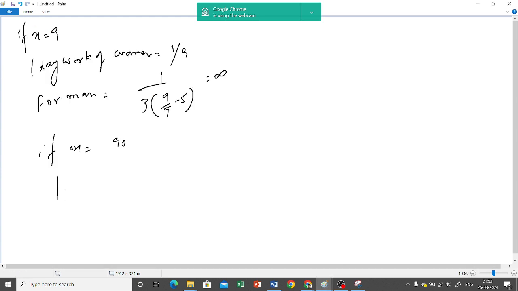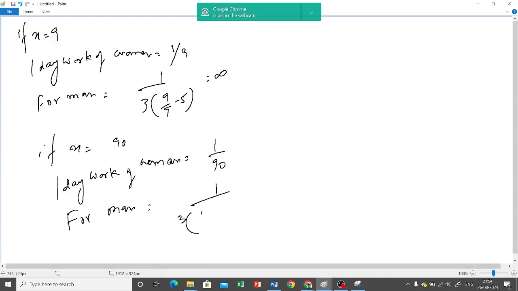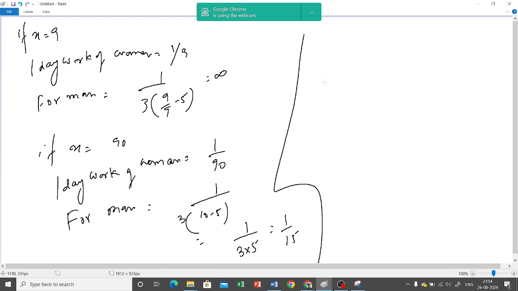Okay, so in that case, one day work of woman is going to be 1 by 90. For a man it is going to be 1 by 3 into (90 by 9, that is 10, minus 5). That is going to be 15. Okay, so the 1 day work of a woman is 1 by 90 and the 1 day work of a man is 1 by 15.